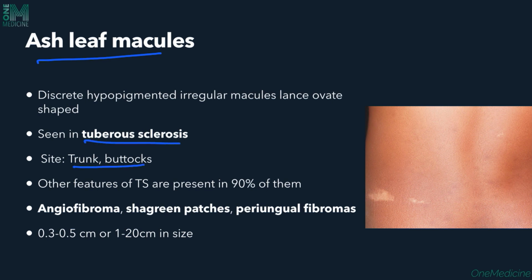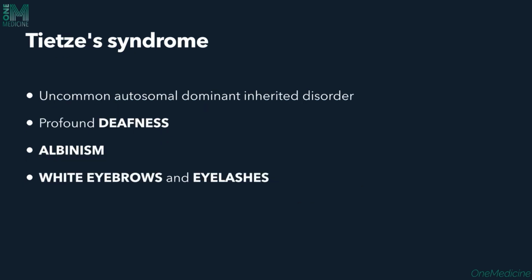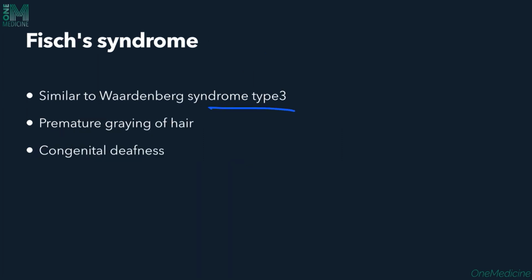On the trunk and buttocks, we see discrete hypopigmented lance-ovate shaped patches. Associated with other features of tuberous sclerosis like angiofibroma, shagreen patch, and periungual fibromas, these are also called Koenen tumors, which are present in this particular condition. Tietz syndrome is another syndrome, an autosomal dominant disorder, wherein there is deafness, albinism, white eyebrows, and eyelashes. Fisch syndrome is similar to type 3 Waardenburg syndrome, which has skeletal features. Premature graying of hair and congenital deafness are seen in this condition.